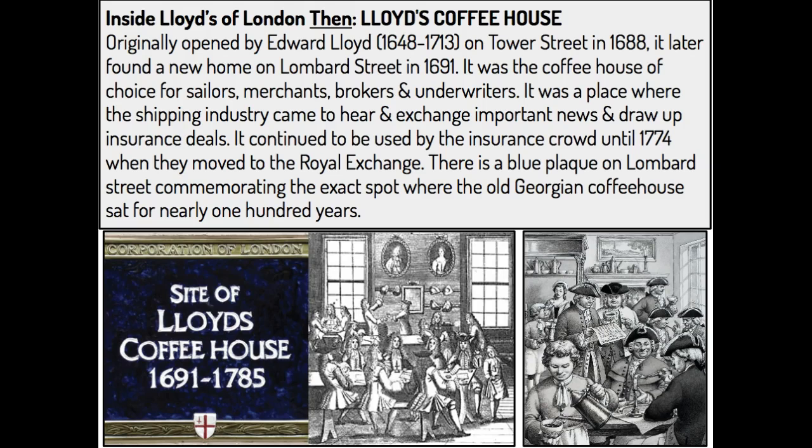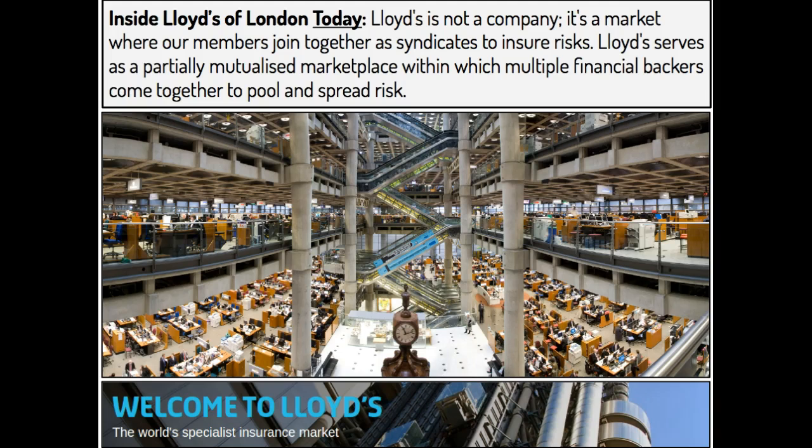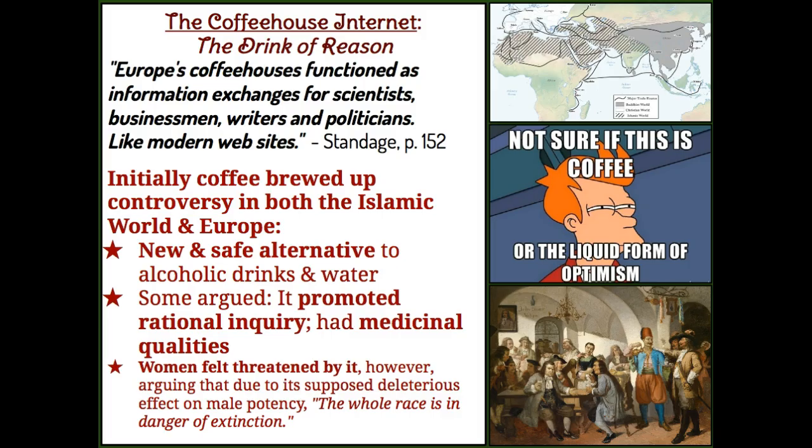It found a new home in 1691 on Lombard Street, but it was a coffee house for sailors, merchants, brokers, and underwriters. They would get together, drink coffee, talk about shipping, industry, exchange, important news of the day, and draw up insurance deals. And this is what we see Lloyd's of London even turning in today. Today, it's not a company, it's a market where a lot of members join together. They insure risks, they talk about the insurance market worldwide as a whole.